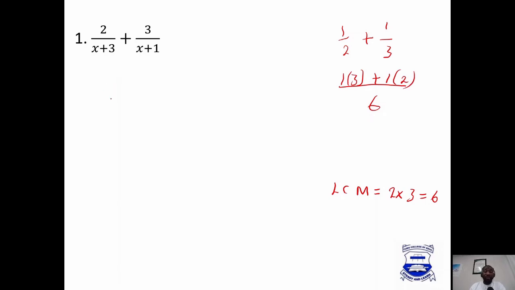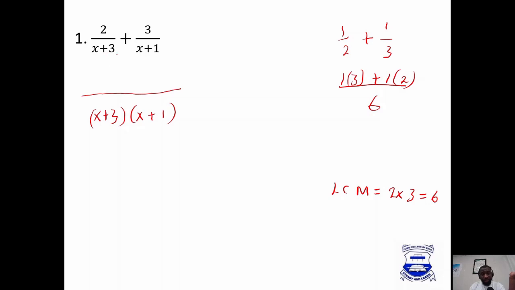So the first thing I have to do is to find what? My LCM. So here, to find the LCM, we just have to multiply the two denominators. So now I have x plus 3 multiplied by x plus 1. Right? After that, we now have to divide the whole of it by each of the two denominators.